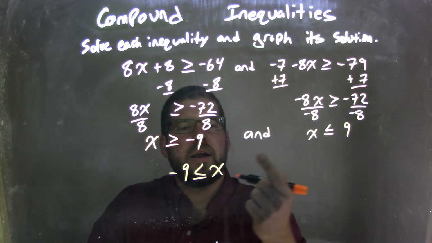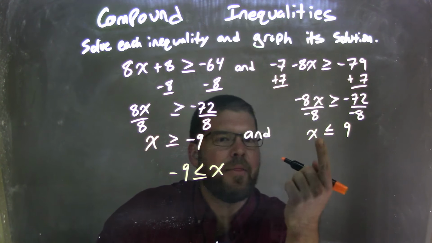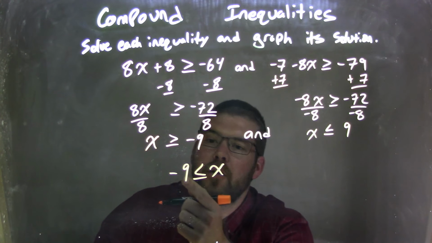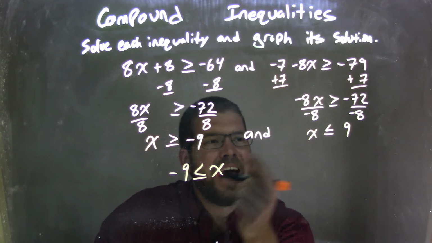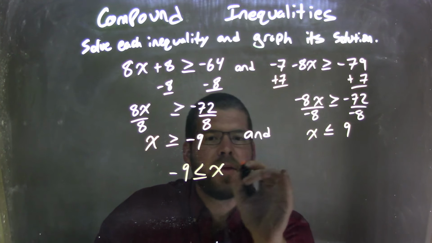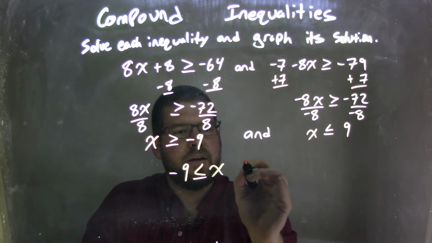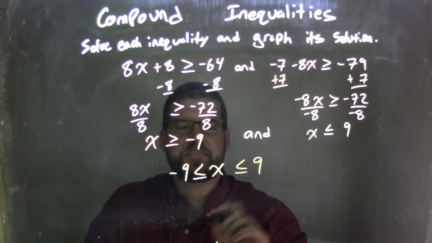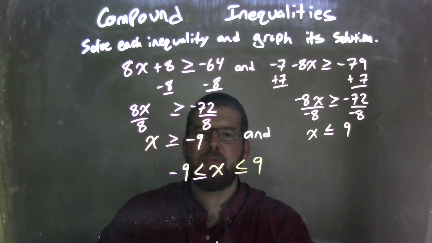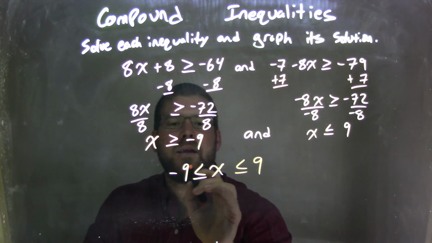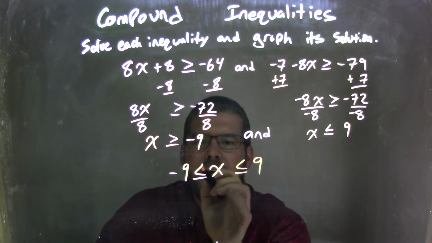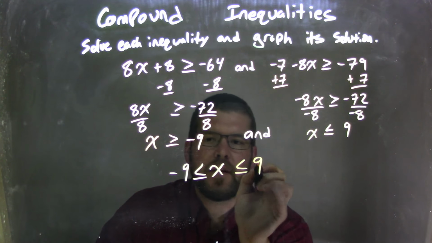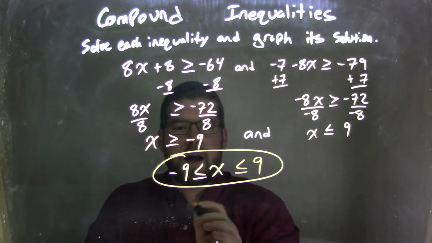But now we can combine it because we said x has to be this and that. Negative 9 has to be less than or equal to x, and x has to be less than or equal to 9. So I can toss this down here, giving me less than or equal to 9, and there we have it. I have my compound inequality, combining the two parts here, that negative 9 is less than or equal to x, which is less than or equal to 9. So now, let's graph it.